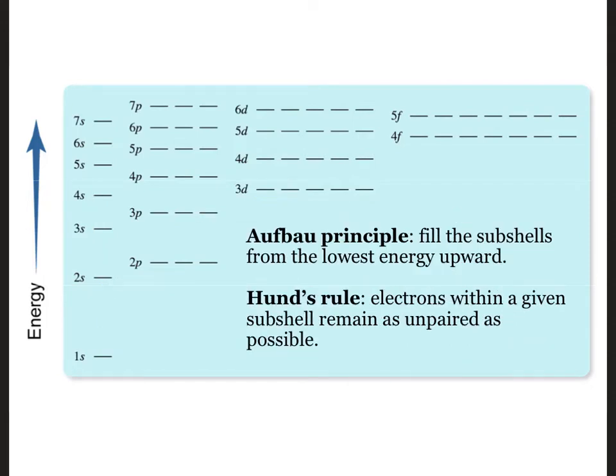When filling the diagram with electrons, we must observe the Aufbau, or building up principle. This means we'll add electrons to the lowest energy orbitals first, starting at the bottom of the diagram. We must also observe Hund's rule, which states that electrons within a given subshell remain as unpaired as possible. These unpaired electrons must also keep the same spin, so we usually fill the orbitals with electrons spin up before pairing electrons with their spin down counterparts. Let's work through some examples.